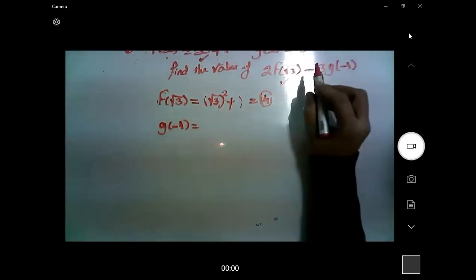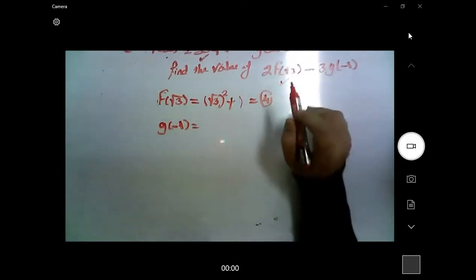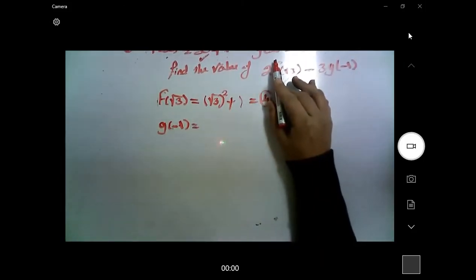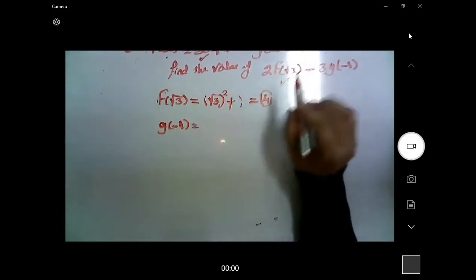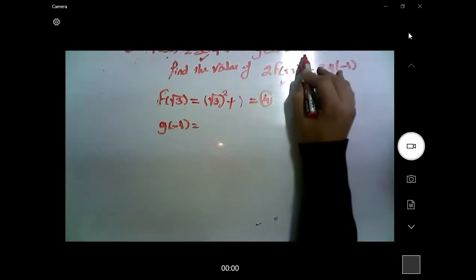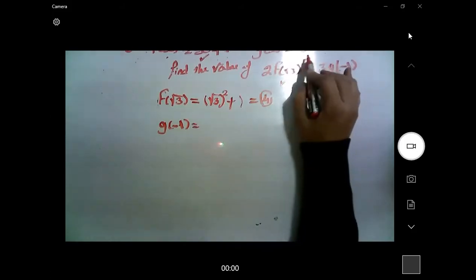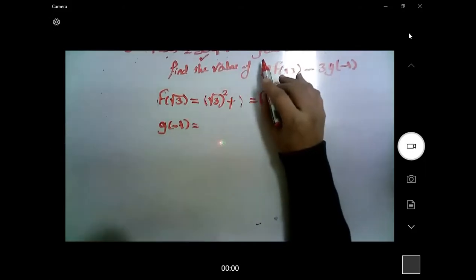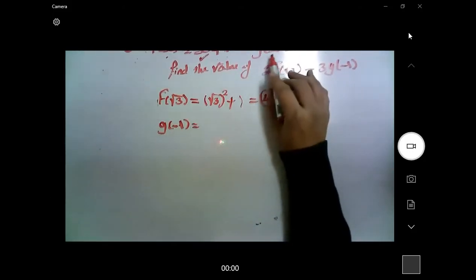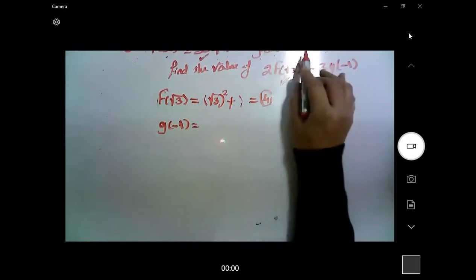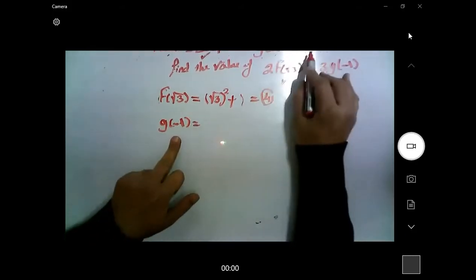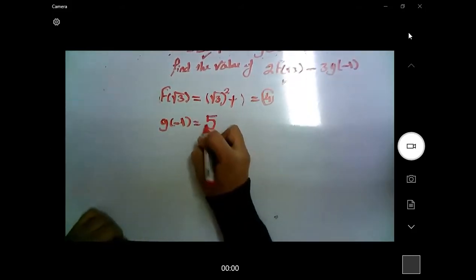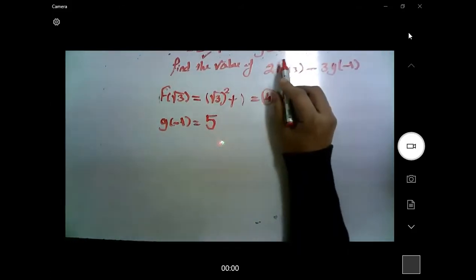You have the second function g of x is 5. The second function g of x is a constant function. Constant function means that by changing the values of x, the function remains 5. By changing the values of x, g of 1 is 5, g of 2 is 5, g of 3 is 5, g of negative 1 is 5. Because the second function g of x is constant.